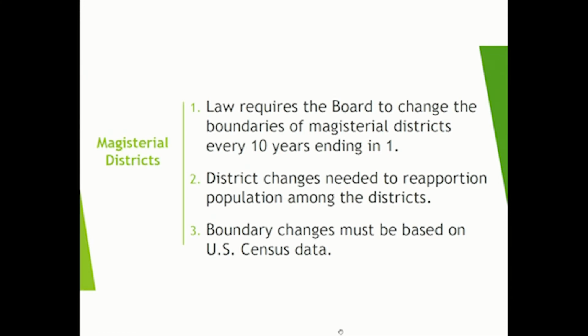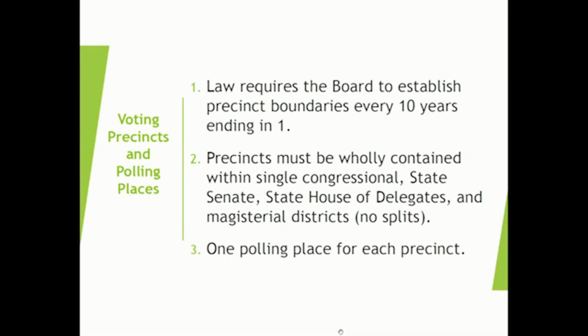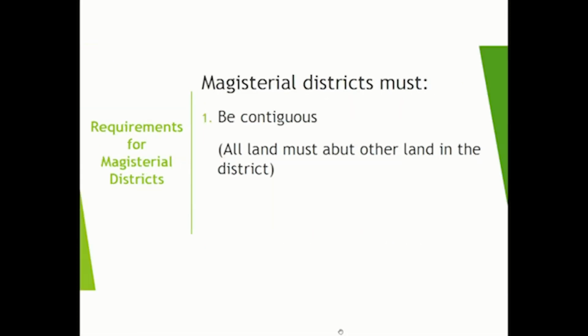So there are the magisterial district changes, and then there's also the voting precincts. So there are 2 different decisions that the board has to make in this year. And by the way, when I say the law requires it, this is actually a Virginia Constitution requirement. So it's actually contained in the Constitution of Virginia. So those are the two things that have to happen, both the districts and the voting precincts.